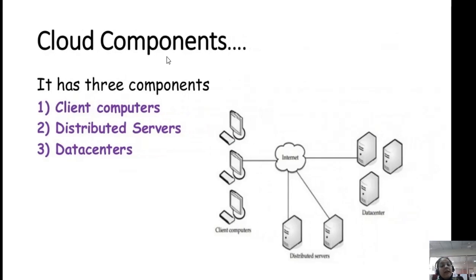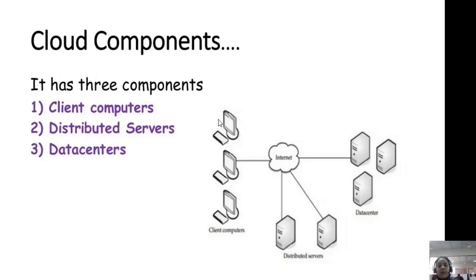Now, let me move on to my cloud scenario, dear student. Obviously, cloud is more powerful. So my cloud has three different types of components. One is client computers, one is distributed servers, and the third one is the data center. As you can see, I have included a diagram. So this is my internet. In one zone I have the data center, in one zone I have the distributed servers, in one zone I have the client computers. Okay, now let us move on.